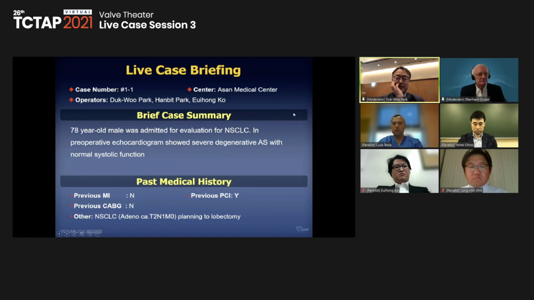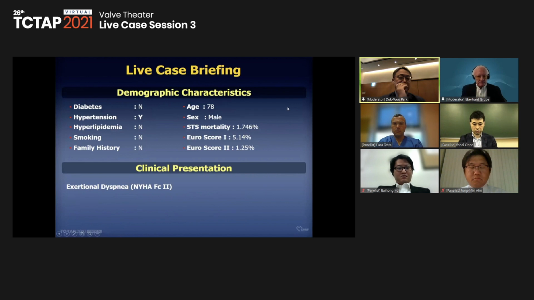Yes, thank you. This patient is 78 years old and was admitted for evaluation of non-small cell lung cancer. In the pre-op workup, the echo finding shows severe degenerative aortic stenosis with normal systolic function. So this patient's aortic stenosis was incidentally found during workup for lung cancer. The risk factor for this patient is hypertension, and the STS score is quite low, 1.746%, belonging to the low risk profile. Exertional dyspnea is the clinical presentation, NYHA functional class 2.